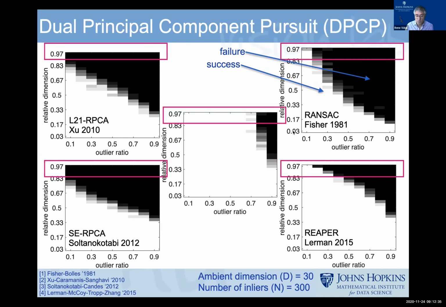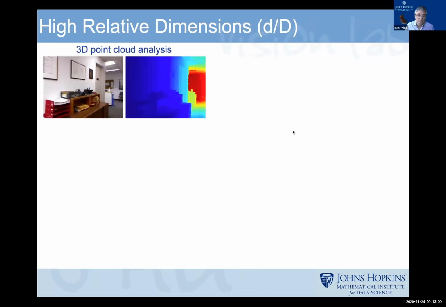And what I'm going to be describing today is this method called dual principal component pursuit that is now illustrated at the center. This method is one of the few methods that currently exist. In fact, I'm not aware of any other one that is able to perform very well in most cases, and in particular in this high relative dimension regime.